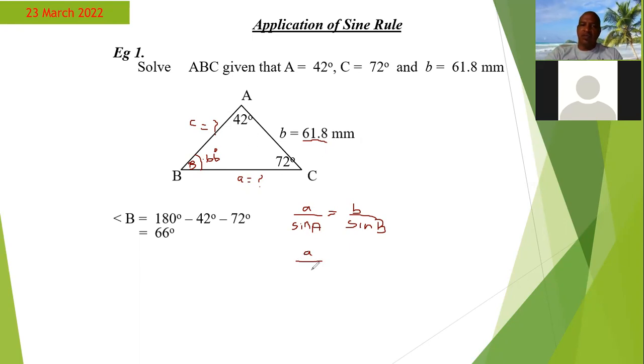Now the angle A is 42, so we're going to replace A now with 42. So we're going to have sine of 42 degrees. Now this must be equal to B, which we know. B is 61.8. Now you don't have to put in the units in your calculation, but put it back in your answer. All right, so 61.8, that is the side B, over the sine of the angle B. The angle B is 66, so you can use sine of 66.